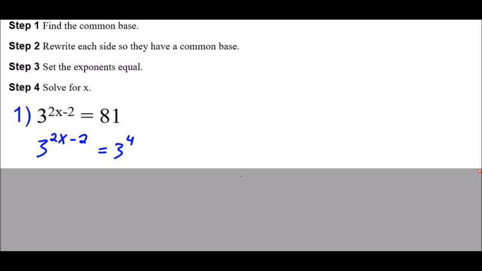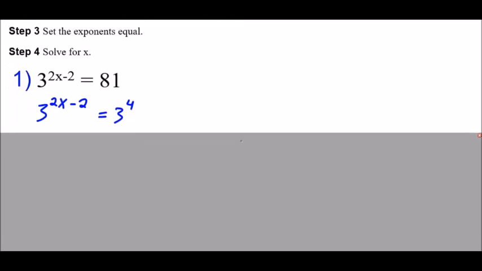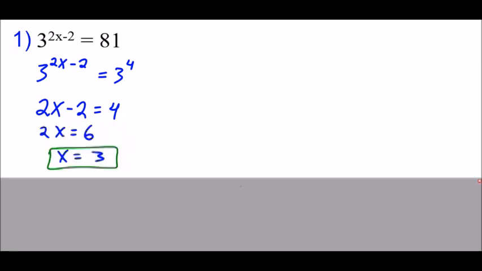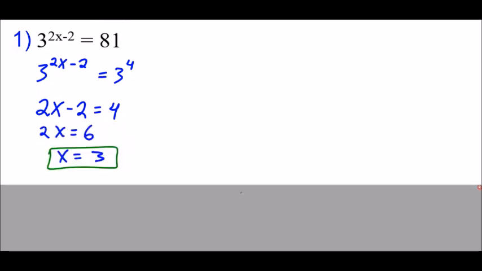And when they have a common base, our step 3 is to set the exponents equal to each other. So we can just take the exponents. We can ignore the bases for now and just set the exponents equal to each other, because our goal here is to solve for x, and that's our step 4. Now that the exponents are set equal, we can add 2 to both sides, divide by 2, and you solve for x, it's 3.